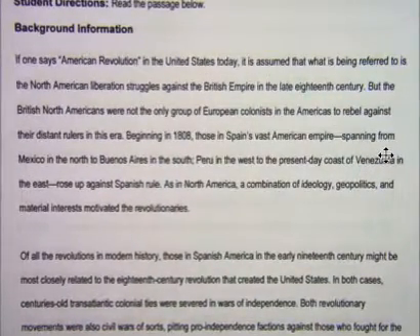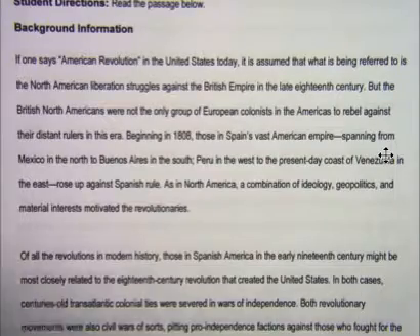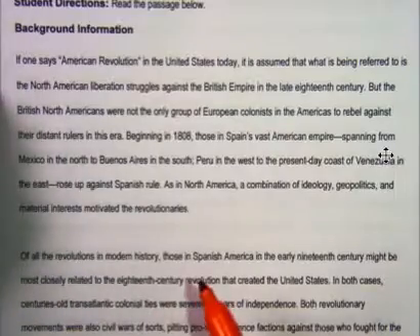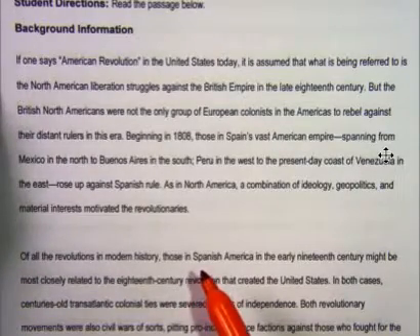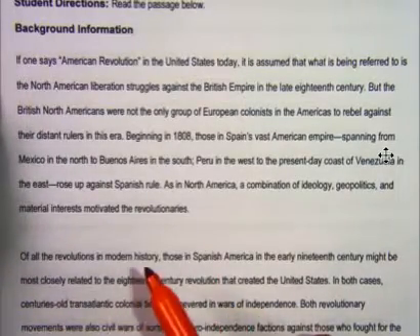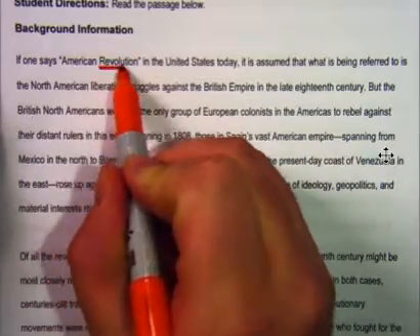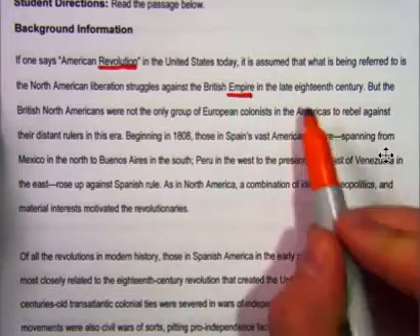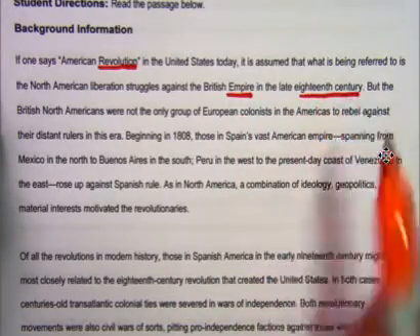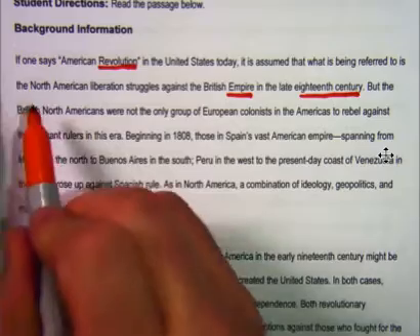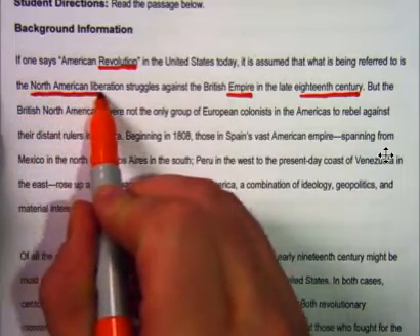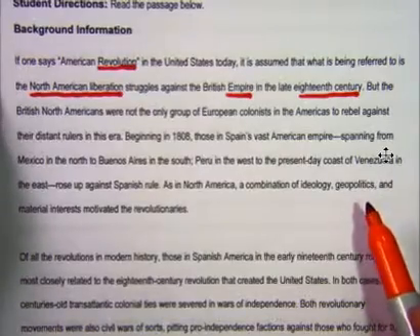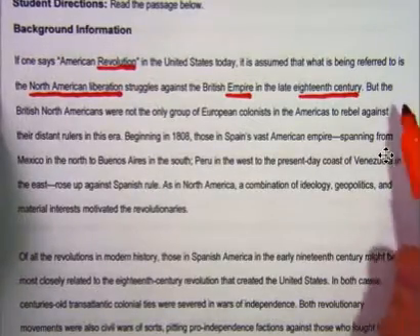If one says American Revolution in the United States today, it is assumed that being referred to as the North American liberation struggles against the British Empire in the late 18th century. All right, so already we've got revolution, we've got empire, we've got a time frame, might be important. North America is a geographic region, so it'll be important to know where it is in relation to Mexico, because that's part of what our prompt is about.